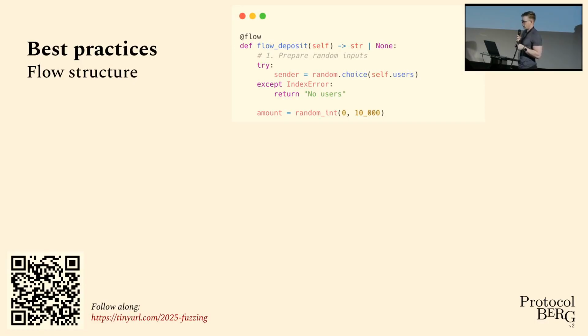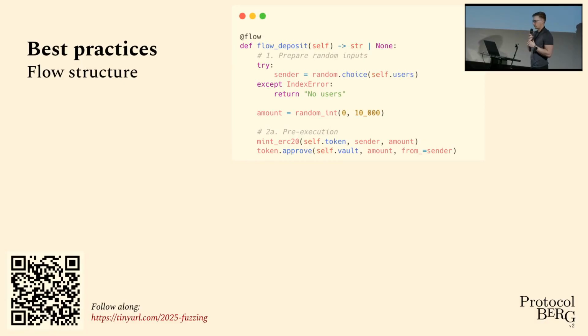So let's say we have a flow for deposits. First we define some random parameters, how we want to execute flows. Then if there are any preconditions, which are especially tokens, we need to somehow get the tokens, approve the tokens for the contract we'll be interacting with. Then we execute the transaction.